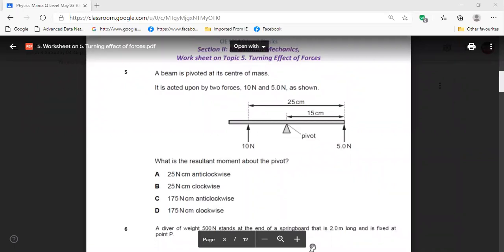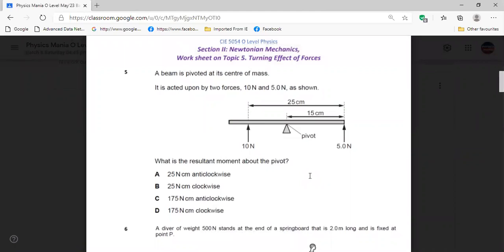What's your answer? B, 25 Newton centimeter clockwise. Yes. Okay, so can you explain how it is?